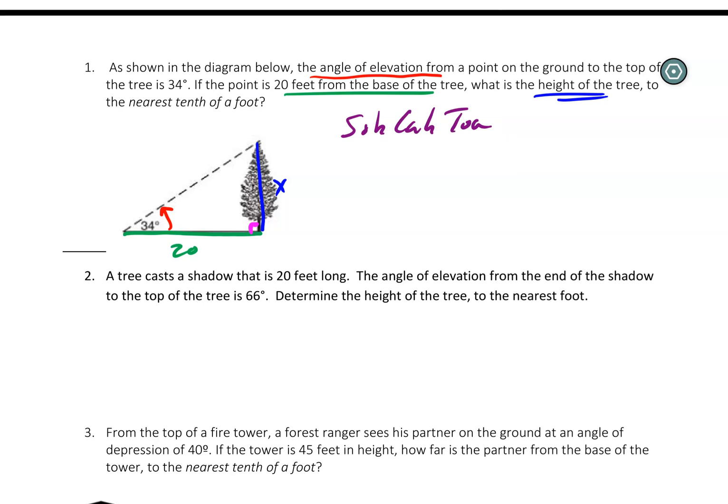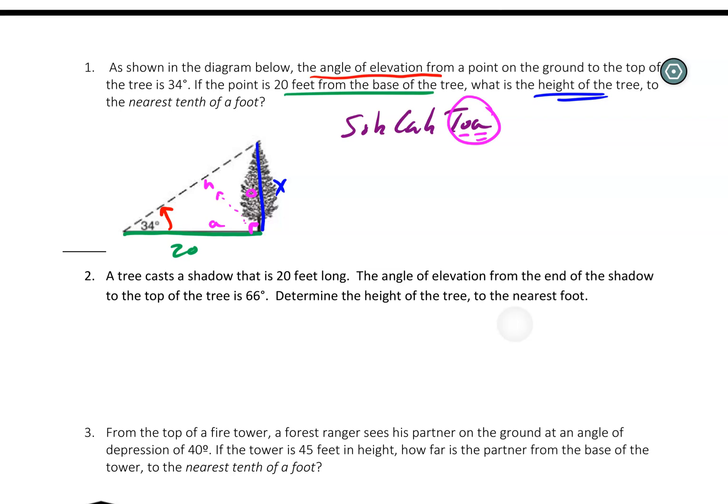solve this. So again, as always, I recommend inside the triangle labeling your opposite, adjacent, and hypotenuse sides. So across from the angle is your opposite, across from the right angle is your hypotenuse, and that makes the other one adjacent. So in this scenario, I've got the opposite side that I'm looking for, and I have the adjacent side. So out of these three, opposite and adjacent, so O and A, that gives me the trig function.